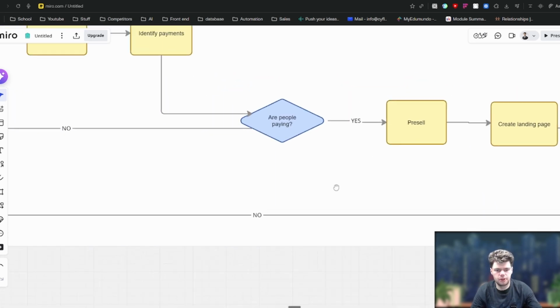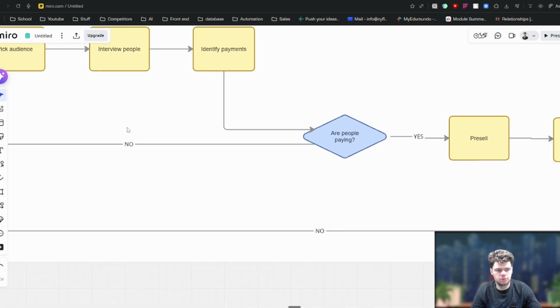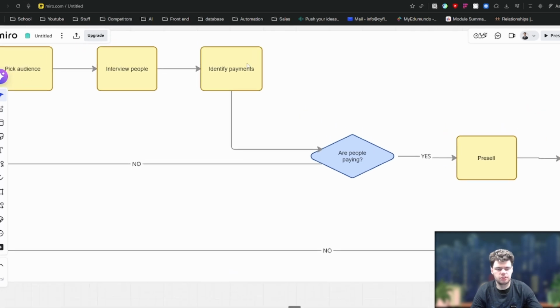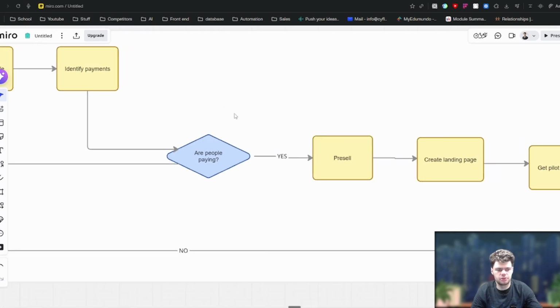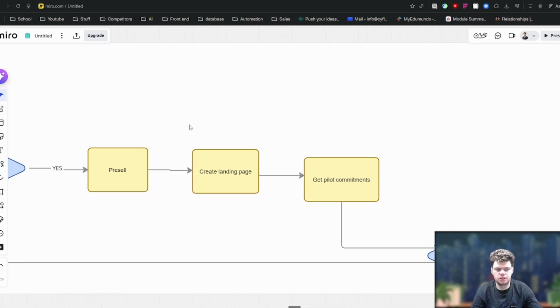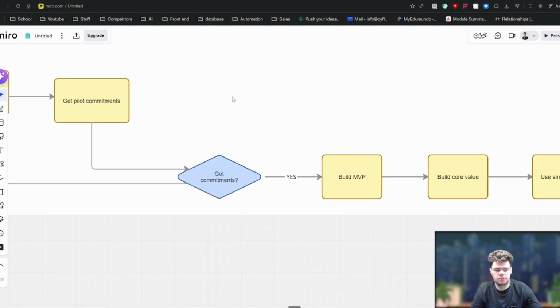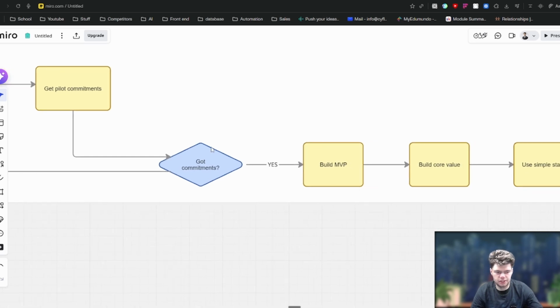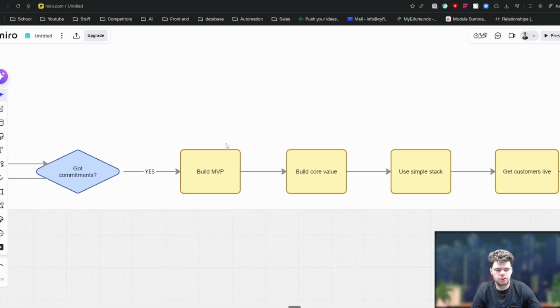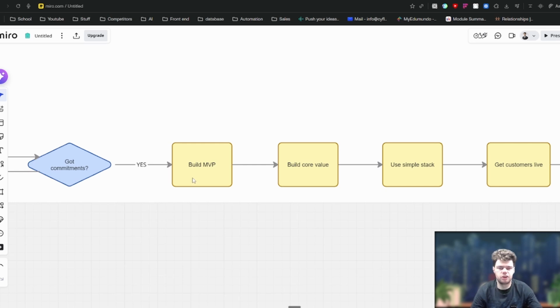So to recap: find a problem, pick the audience, interview people, identify payments, get into pre-sale, make it a no-brainer that people want this, and get a pilot. So let's say you got a pilot, great. Now you're gonna go build an MVP. MVP stands for minimum viable product. So the absolute base minimum that this thing works.